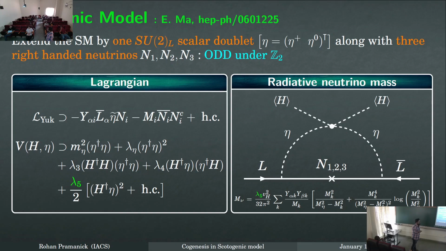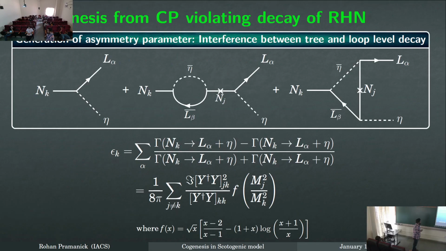And that mass splitting is directly proportional to this lambda 5 coupling, which is the only coupling that sits in front of this term, and this has to be non-zero in order to produce non-zero neutrino masses. Otherwise, this is zero. So with this neutrino mass, one can also look at how the baryon asymmetry of the universe can be generated from this. And this has also been addressed in the literature.